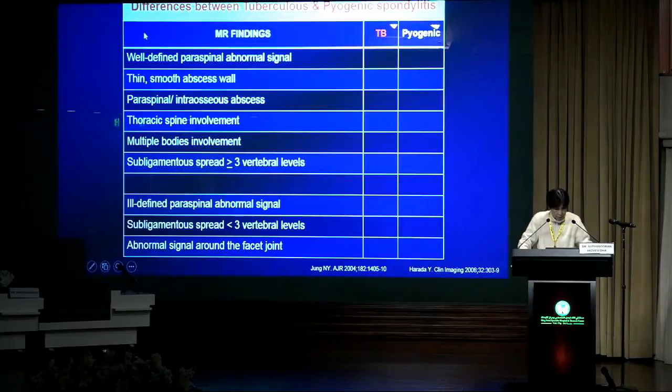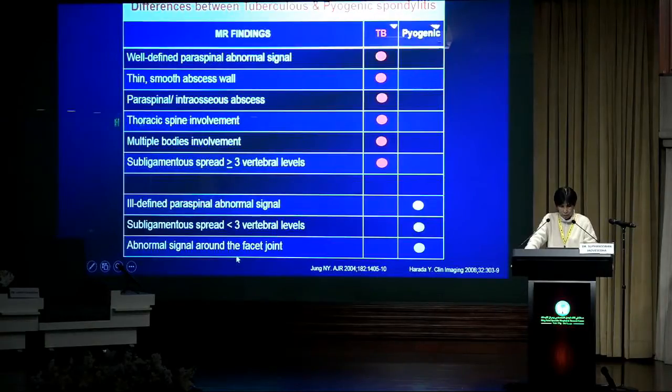And these are the differences between TB and pyogenic spondylitis. The signs that suggest TB consist of well-defined paraspinal signal, smooth abscess wall, paraspinal or intraosseous abscess, thoracic spine involvement, multiple bodies involvement, and subligamentous spreading more than 3 levels. For pyogenic infection: ill-defined paraspinal signal, subligamentous spreading less than 3 vertebral levels, and abnormal signal around the facet joint.